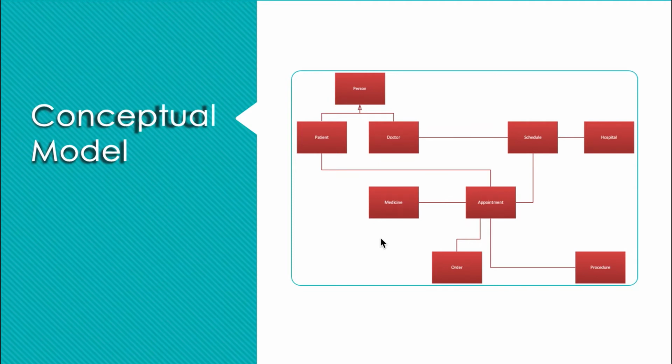The appointment table is the table that contains the appointment information. It's connected with the patient because a patient might make an appointment. The appointment also includes information about medicine, procedure, and orders, so these tables are connected to the appointment.